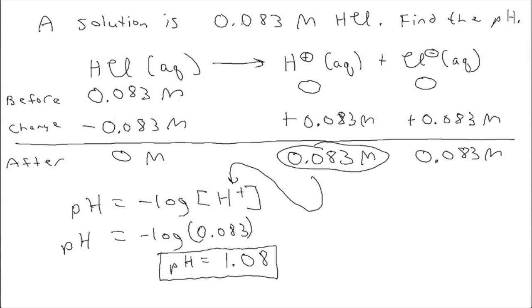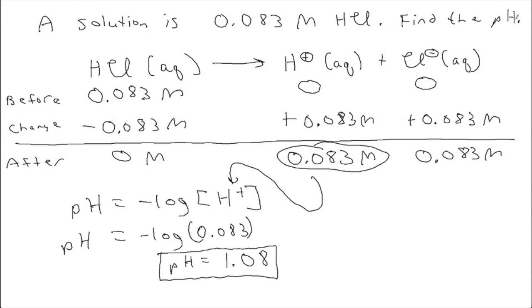So the question told us that we have this solution of HCl, and it was asking us to find the pH. Now, what's the definition of pH? It's the negative log of the proton concentration. So logically, what we needed was this number. In order to solve the problem, we needed this number. We needed to know what's going to be the proton concentration after the reaction is over.